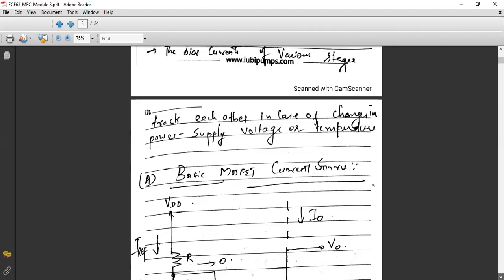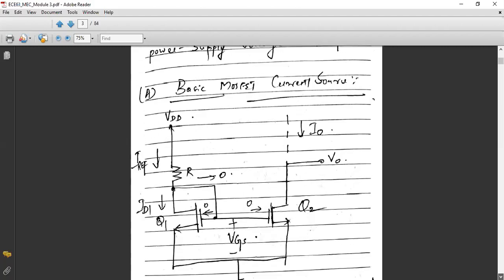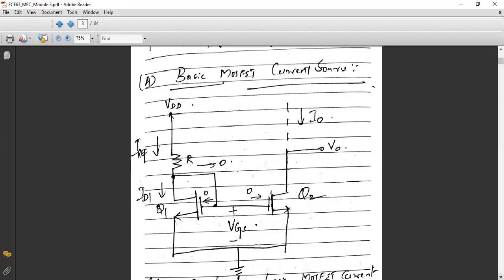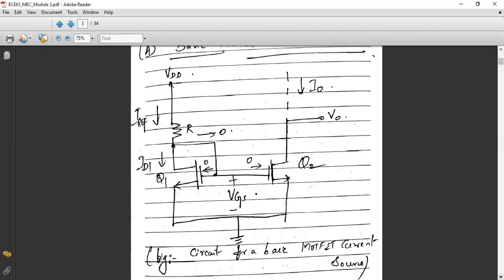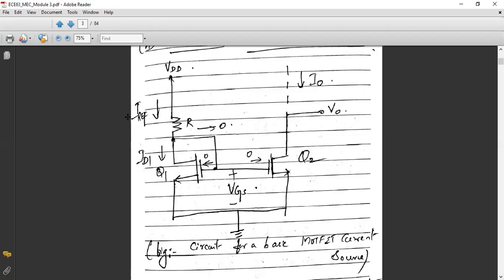Now, coming to the current source. I told you the three methods in this section are current source, current mirror, and current steering circuits, which are used as biasing circuits for an integrated circuit. So this is the basic circuit of a current source. As you can see here, you have two MOSFETs, Q1 and Q2. I reference is the reference current, or the drain current flowing through Q1. So you can assume that I reference is equal to ID1.